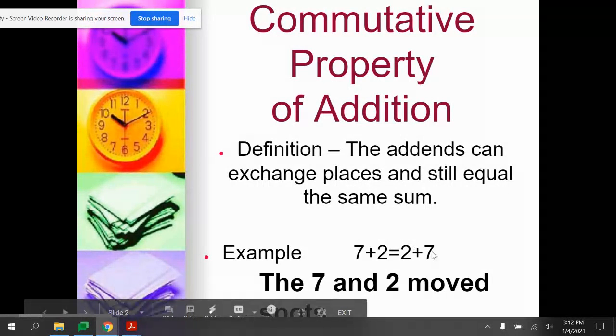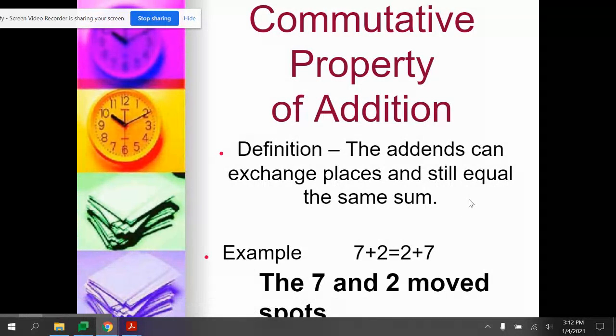So if you look at this example, 7 plus 2 equals 2 plus 7, because even if I switch the numbers around, the answer is still going to be 9. So 7 plus 2 is 9. 2 plus 7 is still 9. So it works for addition. Commutative property of addition means I'm switching the numbers, but the answer is still the same.